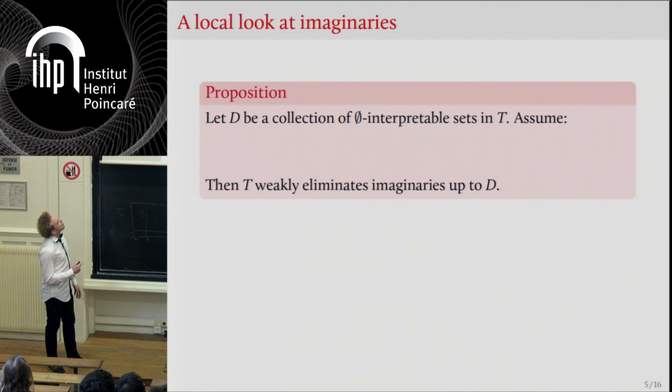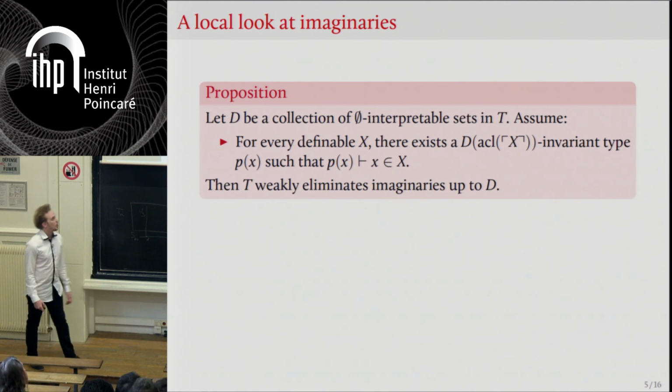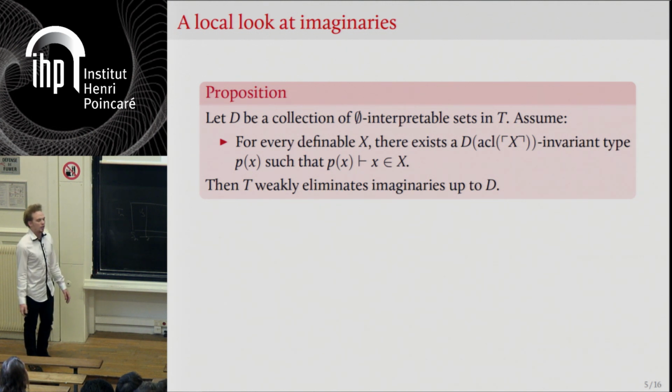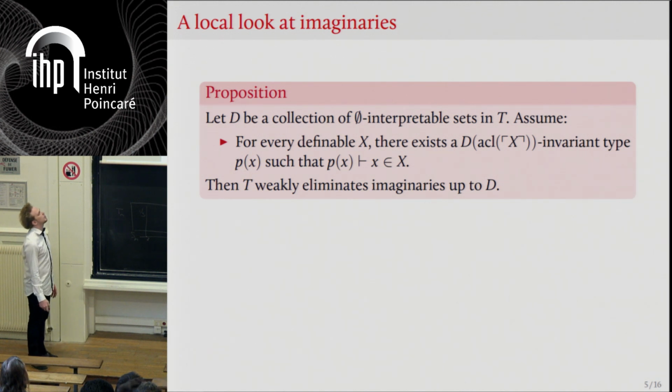And so you can show the following: if you have a collection of zero-interpretable sets in which you want to eliminate imaginaries, the only thing you have to do is, given any set, find an invariant type which implies that set. This invariant type should be invariant over the least possible thing, which is the algebraic closure of the code of the set you're trying to encode. So if you know that, it's very easy to prove weak elimination of imaginaries. It's a very straightforward automorphism argument. We're going to do a similar argument a little later on.